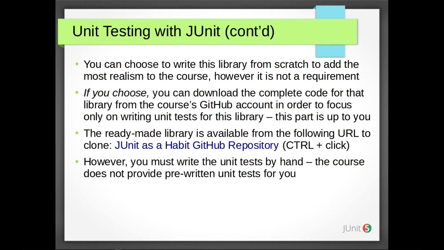The ready-made library is available from the following URL to clone: JUnit as a habit GitHub repository. If you would be so kind to go seek out the introduction PDF on the course's website, then navigate to the page which is equivalent of this slide, and press Ctrl and mouse click on this line of text, JUnit as a habit GitHub repository, and your web browser will take you to the repository. You must write the unit tests by hand, however. The course does not provide pre-written unit tests for you.